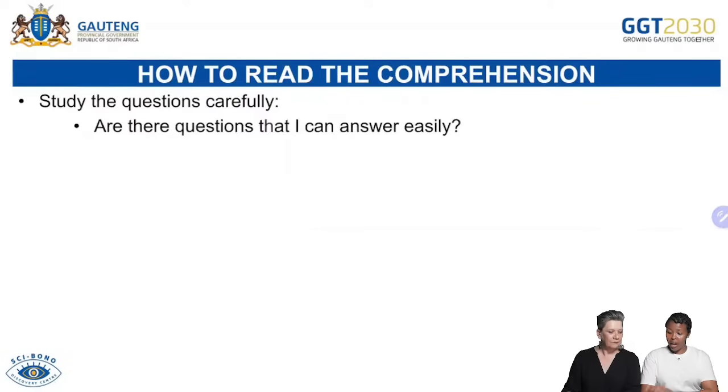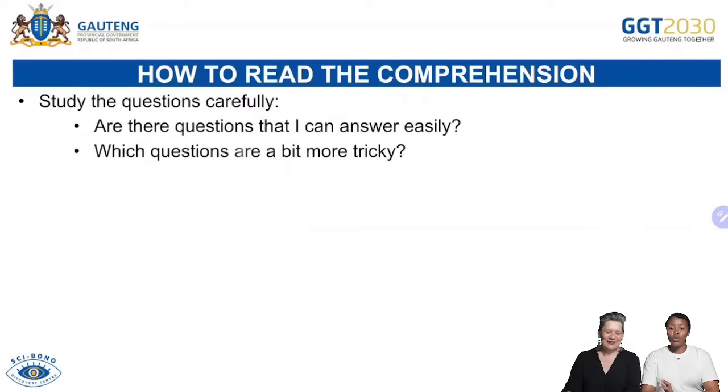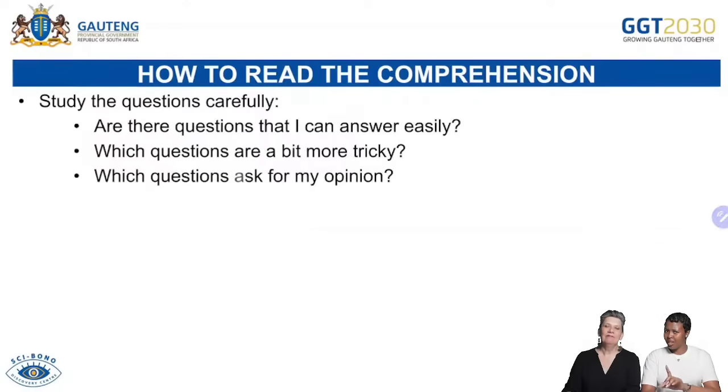And continuing on how to read the comprehension, you then need to study the questions carefully. And note the word that we choose here, study. Study the questions. Are the questions that you can answer easily? Which questions are a bit more tricky for you, which questions ask for your opinion, because not everything asks for your opinion, right? And you must remember, whatever opinion you are asked of must be text-based. It has to be contextually fit to the text at hand that you have been given.